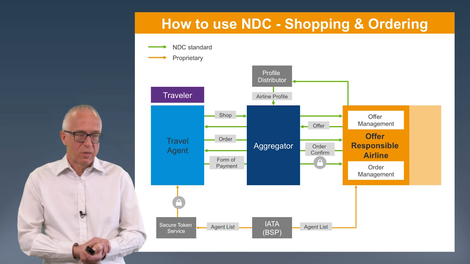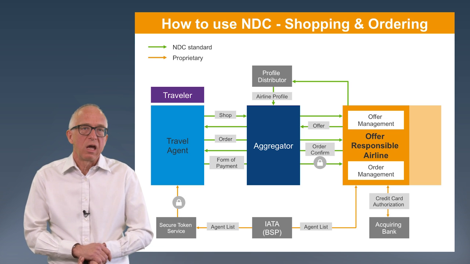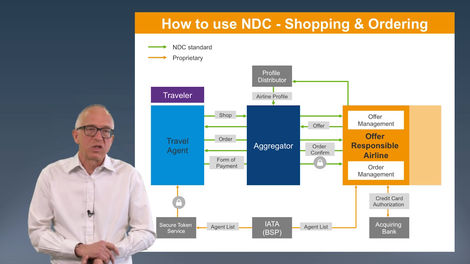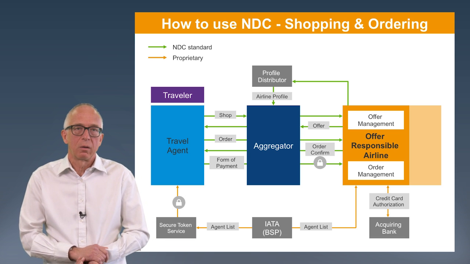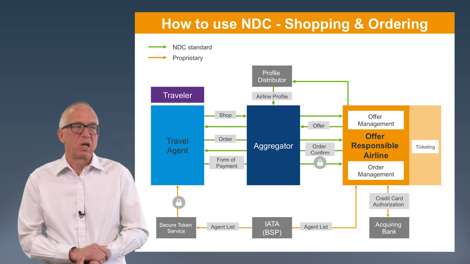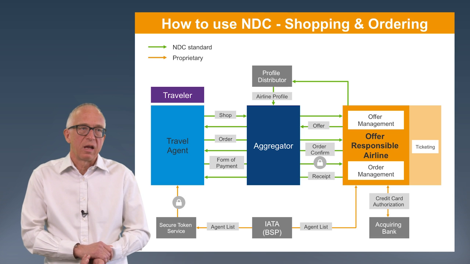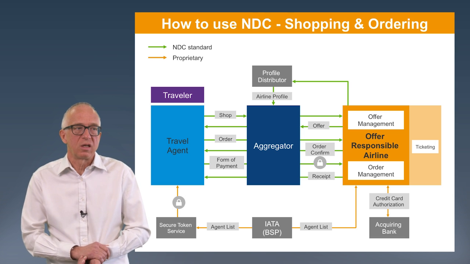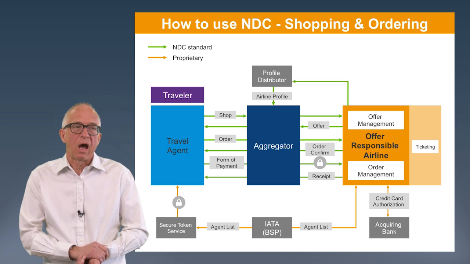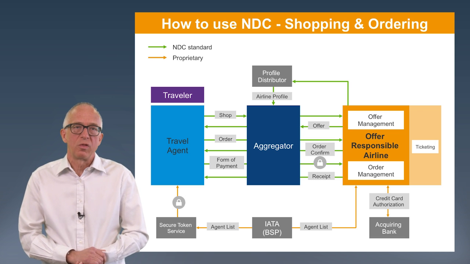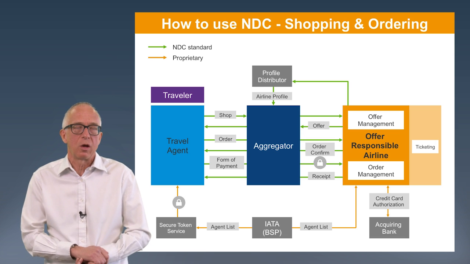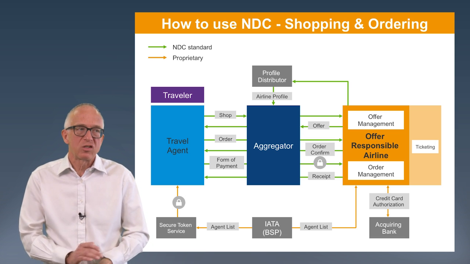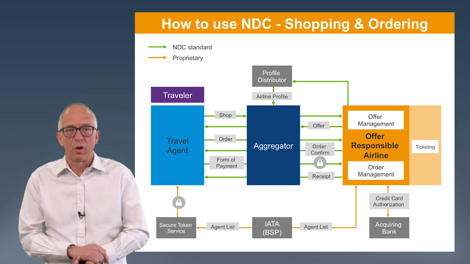Having done that, they are able to then check, if it's a credit card, to see whether the authorization comes through from the acquiring bank. With those checks in place, the airline is able to issue the ticket. And having issued the ticket in its ticketing database, it's going to reply back to the travel agent with its receipt, the itinerary receipt that the traveller will be using from here on. And that's our normal shopping and ordering process.